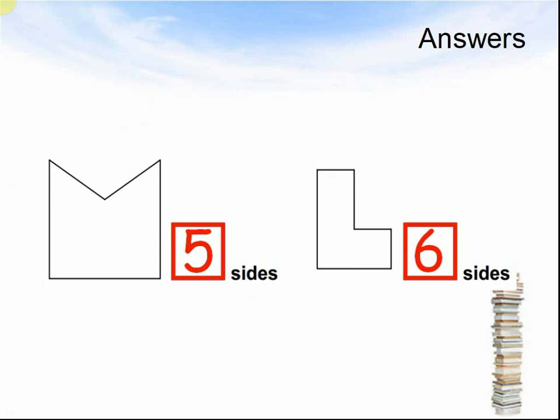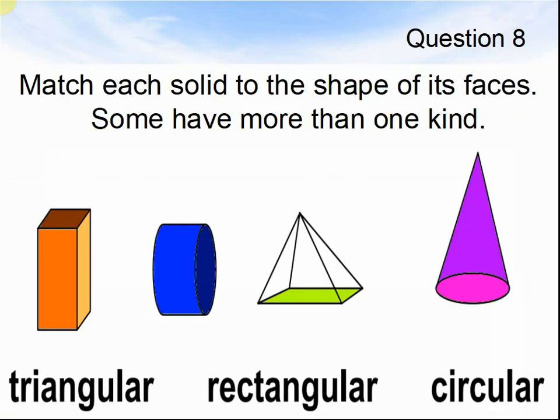Let's look at the next question. Question 8. Match each solid to the shape of its faces. Some have more than one kind. Triangular, rectangular, or circular. Pause the video until you are ready to see the answer. Here comes the answer. The answer is this.